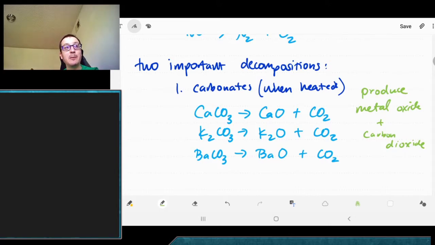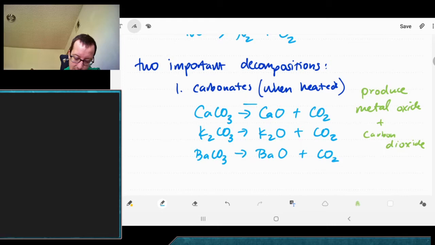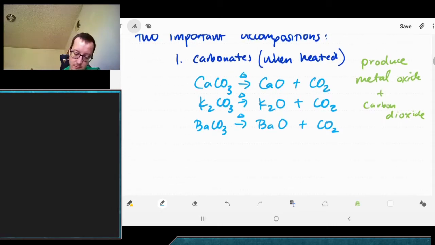So when you heat up a carbonate, oftentimes that heating is given just by a delta, by the way. That just means heat. So if you put a delta over your reaction arrow, it just means you need some heat to get it going. So these are heated up and they will give off carbon dioxide gas and leave the oxide behind.